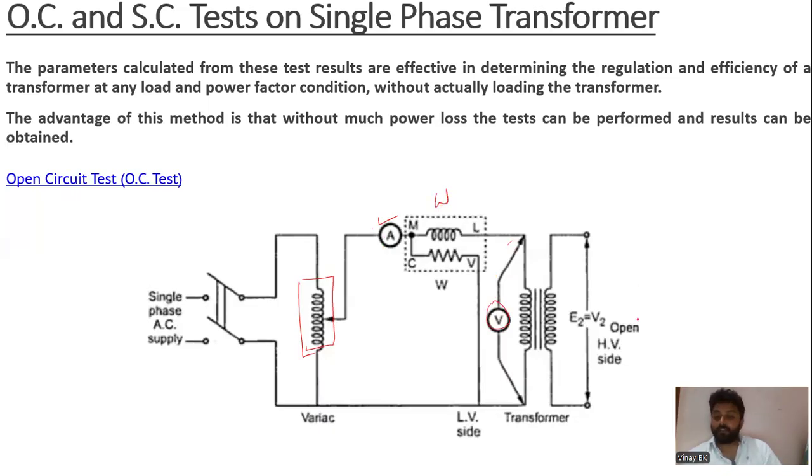But the secondary side is open. The LV side is connected to the supply side, and the secondary side, that is the HV side, will be open, so that the voltage across the secondary side will be the same as E2. That would be the same for the ideal transformer as well.